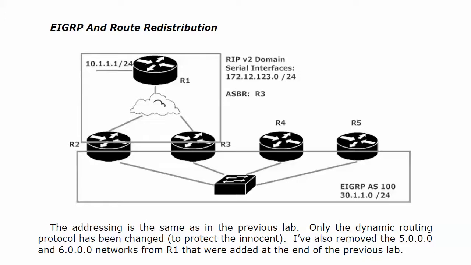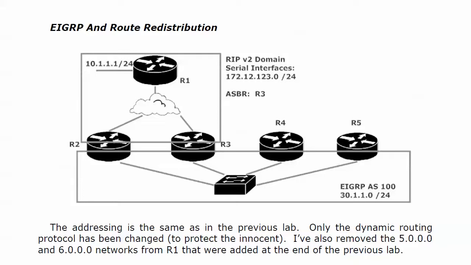Time to spend a little bit of time with EIGRP and route redistribution. This lab should look very familiar to you. Routers 1, 2, and 3 are in a RIP version 2 domain, same as with the last lab. As a matter of fact, everything is the same as the last lab as far as the addressing goes. The only real difference, of course, is that routers 2, 3, 4, and 5 have an EIGRP AS 100 adjacency going on instead of an OSPF adjacency. Any extra commands, any extra labs, any extra networks that were added, they're all gone.